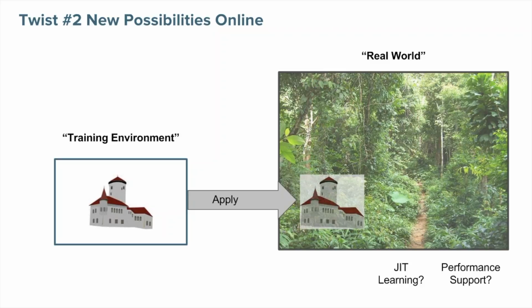Now, one approach to try to address this issue is to try to get learning to happen in the real world. So things like just-in-time training, JIT, or performance support have been tried. And I think those areas are promising, but the problem with those is that you can't teach very complex or sophisticated things in that real world environment when things are dynamic and changing.